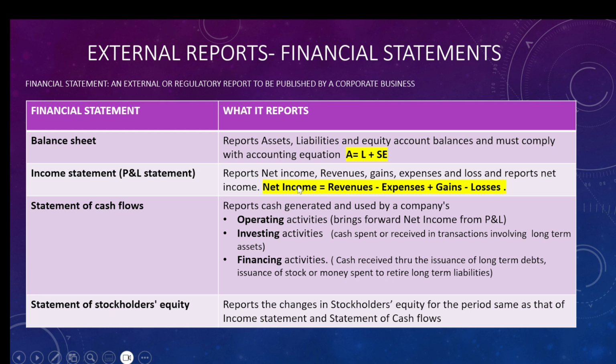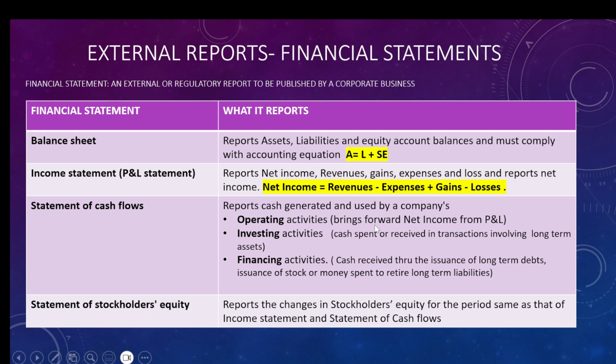So when you see an income statement or P&L statement in F&O, you should always look at the net income. And the net income is calculated based on all the previous accounts which have been listed in the income statement. You arrive at the net income using this formula.